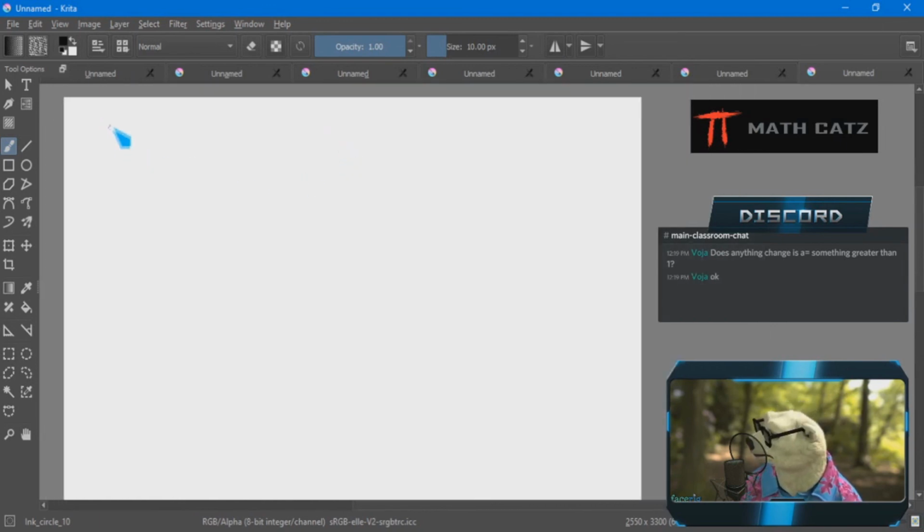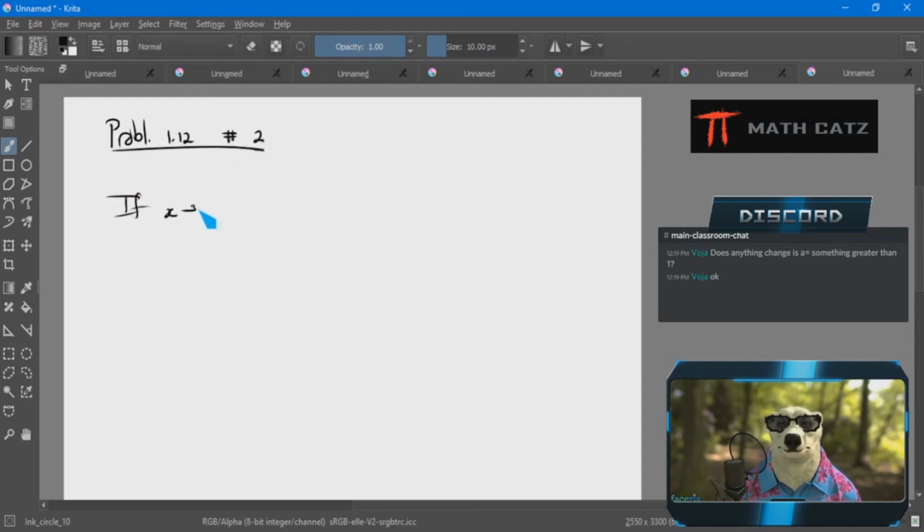Or not bigger, just different maybe. Problem 1.12, not 9. Number 2. So there we have whatever x does. I really don't care that much. It's big in size. I have a polynomial.